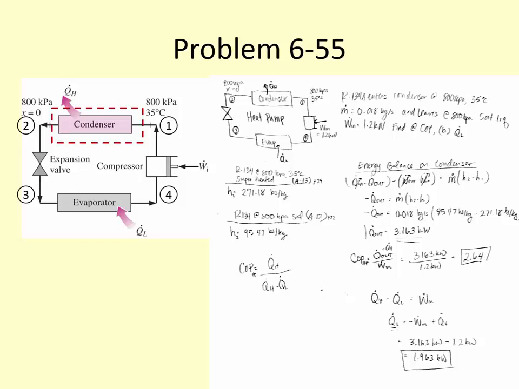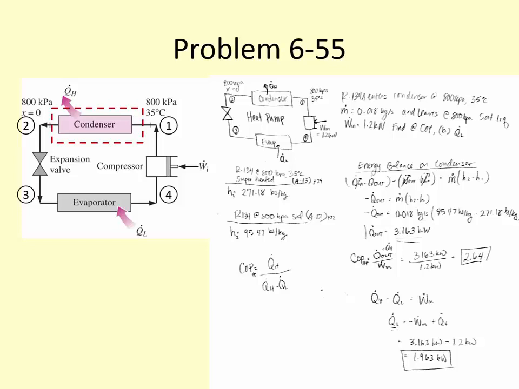Okay, so now we want to determine the coefficient of performance, which for a heat pump is what? Yeah, so our desired outcome for a heat pump is to make a warm space warmer. So Q dot H over the work dot net in. So that's 3.163 divided by 1.2 kilowatts. So our coefficient of performance is 2.64. That's part A.